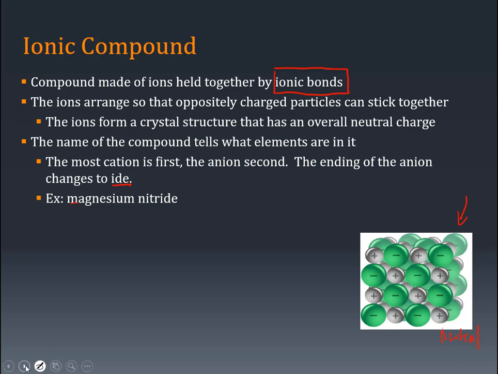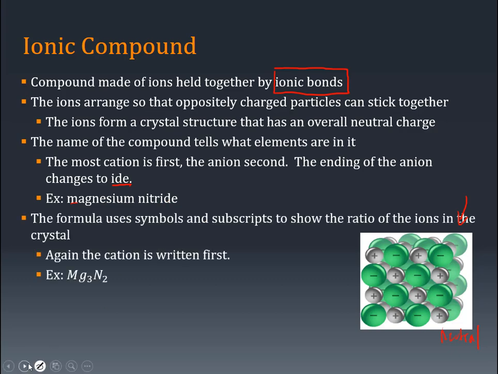If we wanted to write the chemical formula for it, we would use the symbols. The symbol for magnesium is Mg, and the symbol for nitrogen is N. So that tells us magnesium and nitrogen. Now, these little guys, these are called subscripts. They're written below the letters and to the right. So this says 3 magnesiums for every 2 nitrogen ions. And so the subscript shows the ratio of the ions in the crystal. This one would be 3 to 2. This is actually a 1 to 1 ratio.